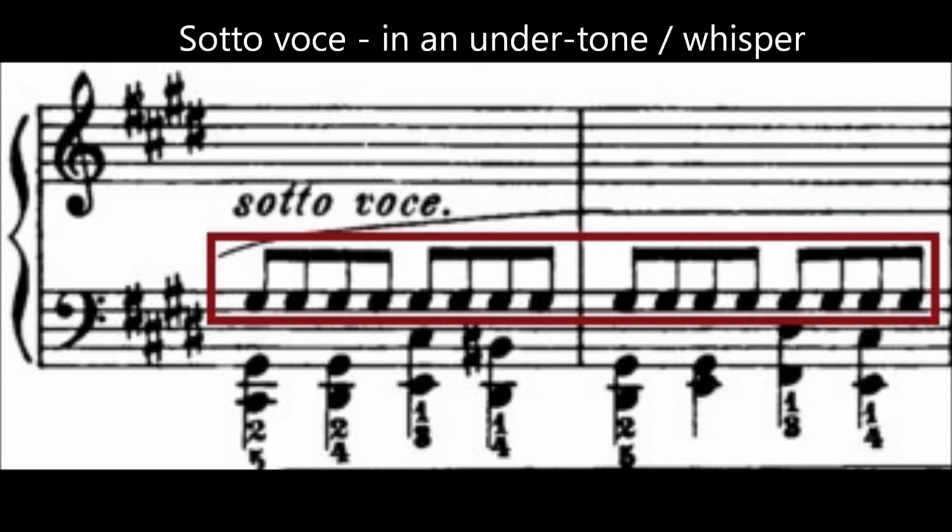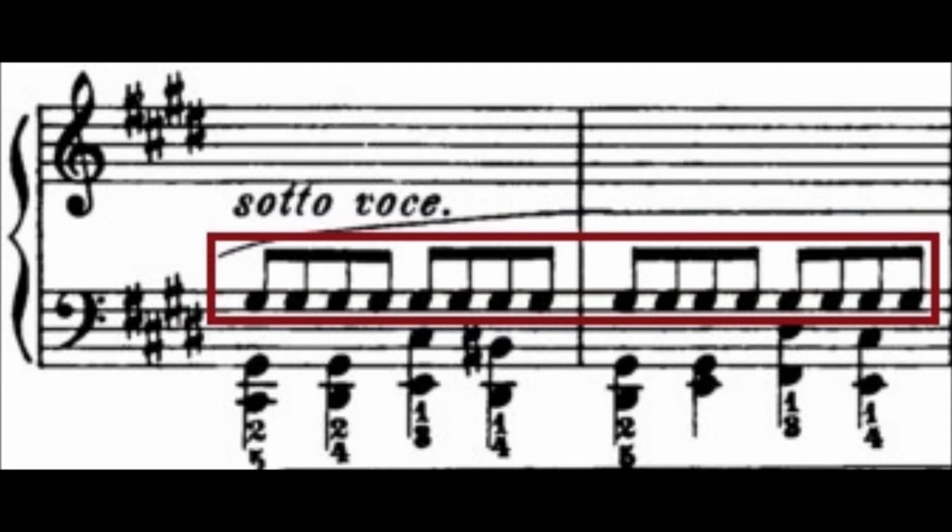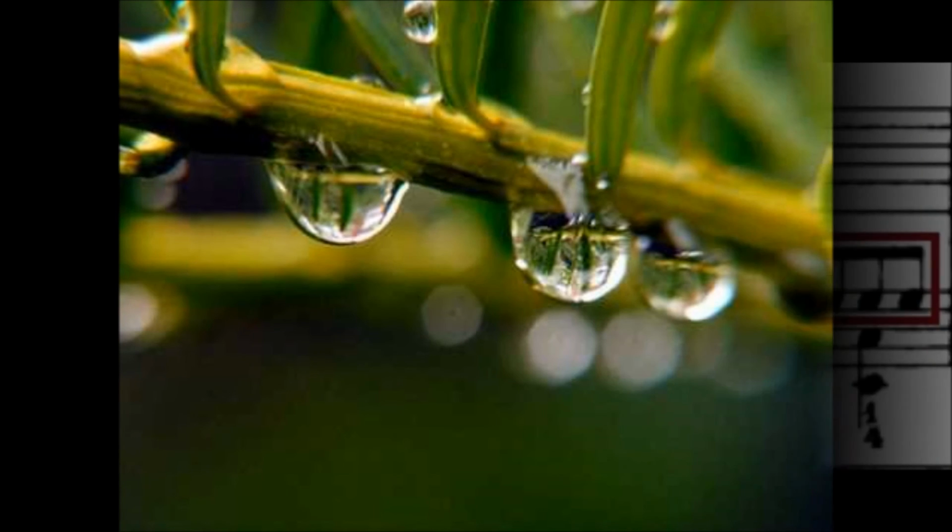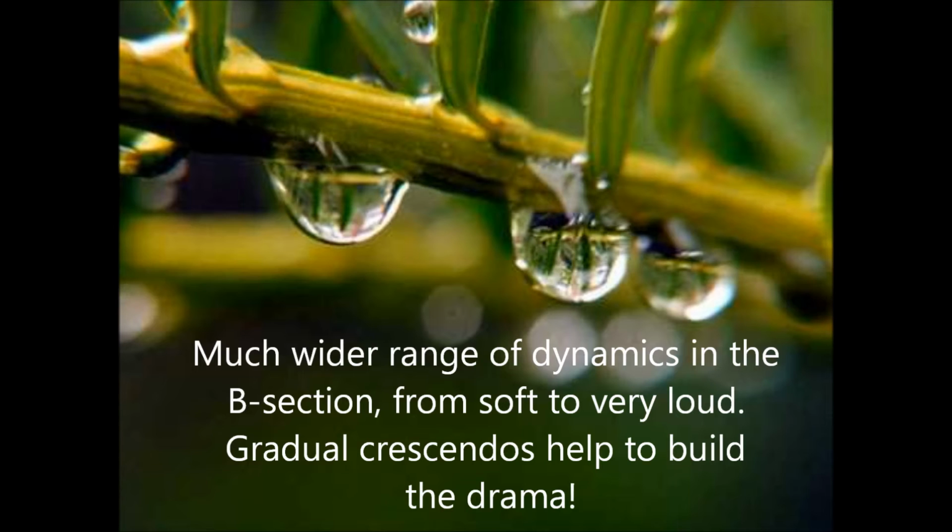Although the B section starts very quietly, marked sotto voce, which means in an undertone or whisper, the music builds to fortissimo and a bright-sounding E major chord at bar 40. So, the range of dynamics is much wider here in the B section, from piano to fortissimo, soft to very loud.